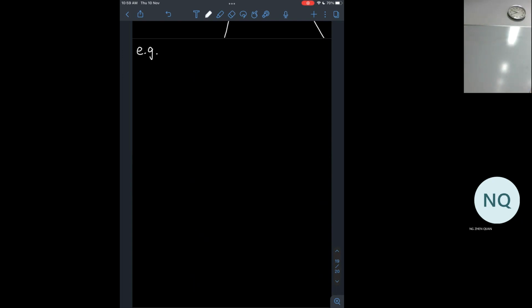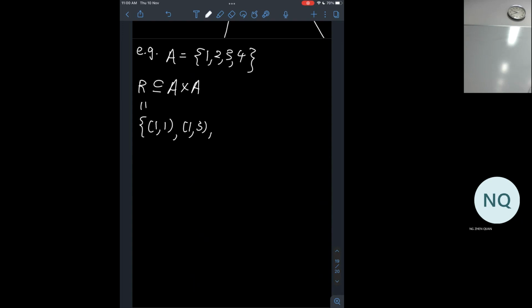So let's look at this one here. Let's say we have a set A of 4 elements. And then the relation is what? A relation is a subset of A cross A, right? So I just need to give you a subset. So R is equal to the ordered pairs (1,1), (1,3), (2,2), (2,4), (3,1), (3,3).